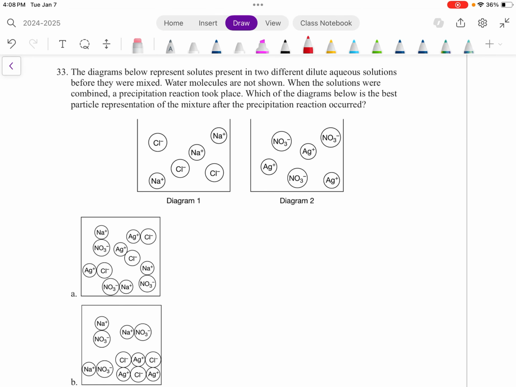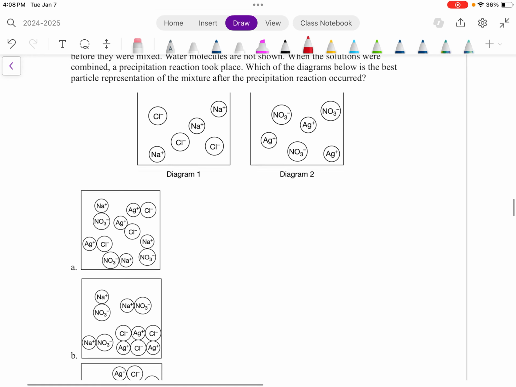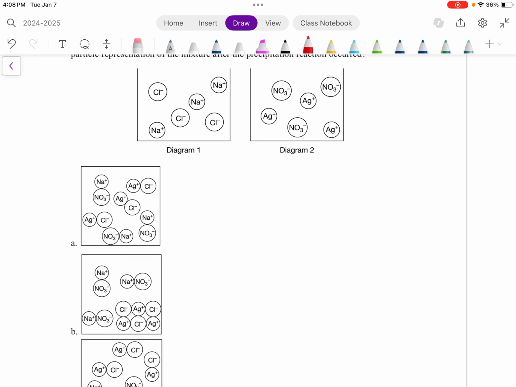Okay. The diagrams below represent 2 different aqueous solutions before they were mixed. Which is the best particle representation of what happens? So the first thing is what happens, right? You have 2 aqueous things. So we're going to have sodium going with nitrate, silver going with chloride. Are we going to see a reaction or a precipitate? The answer is yes. The silver chloride will precipitate. Sodium nitrate should remain aqueous, which means dissociated.